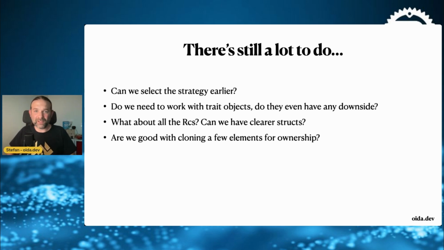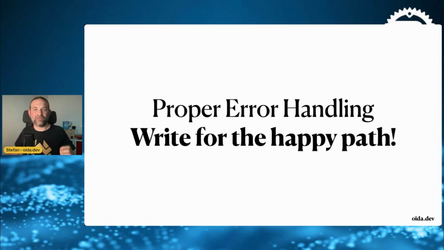If you have 3 learnings from that talk, first of all, use proper error handling, write for the happy path, use error propagation. It makes your code so much more readable. Introduce your own errors if you want to have some errors. And interfaces that return a result speak a lot to you. They tell you a story, they tell you what's going on there.